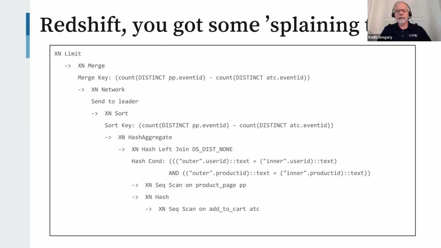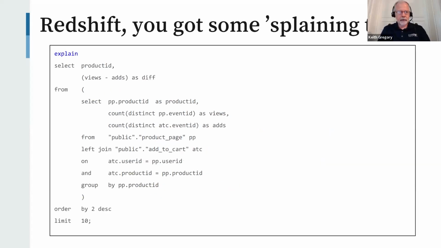And when you read a plan, you want to read from the bottom up. So here, the first thing it does is a sequential scan. Remember I said table scans are a big part of decision support queries. It does a sequential scan on the add to cart table. That is the inner table of this join.